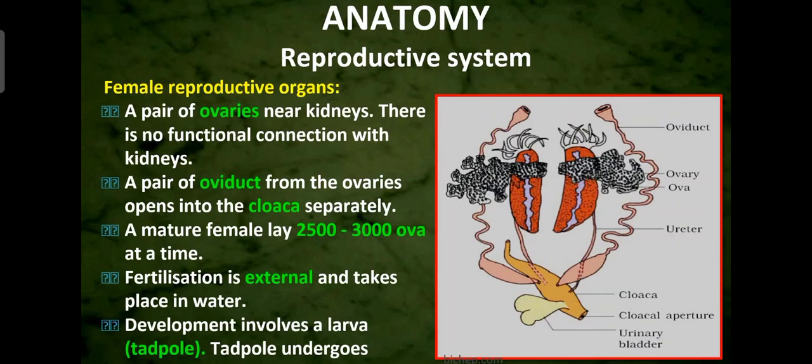A female lays the eggs in the water, then on those eggs the male will lay the sperms. Clear? Then fertilization will take place outside the body. The eggs are laid outside the body, the sperms are also laid on those eggs. So outside the body fertilization will take place, and then those eggs hatch into tadpoles. So it is called external, and where does it take place? In the water. Then the development involves a larva, and the larva is called a tadpole.